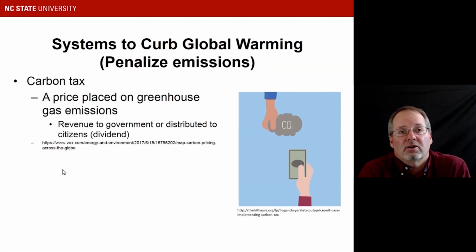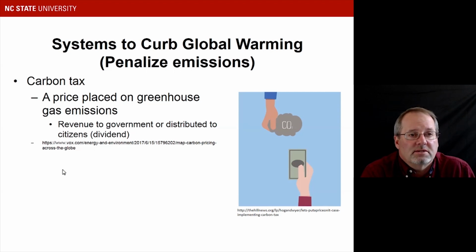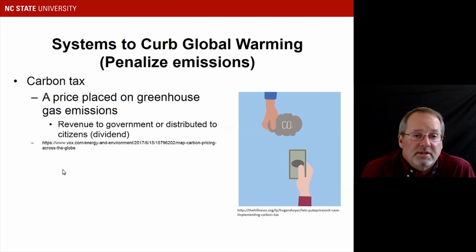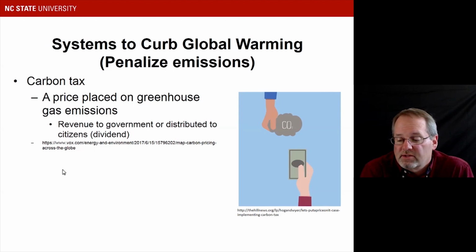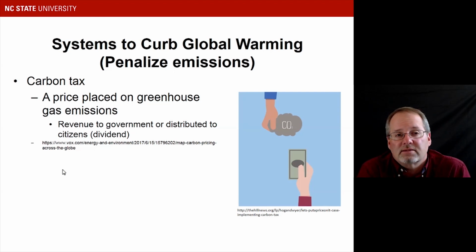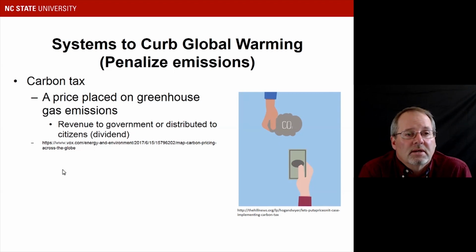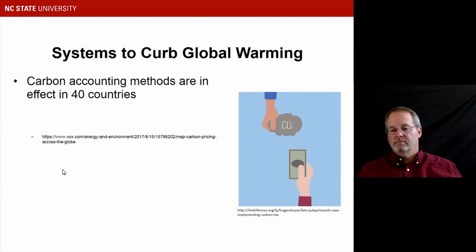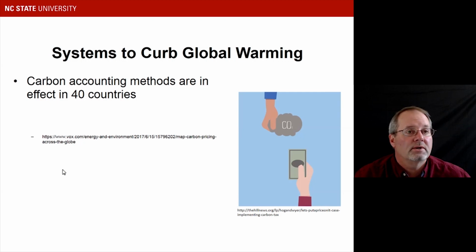Now, the other way to try to curb global warming is to penalize. So a carbon tax is a penalty. A country or state or entity might put a penalty on greenhouse gas emissions. So what that means is people or organizations will track how much greenhouse gas emissions they have, and then there will be a tax. For every ton of carbon that you emit, you'll have to pay a tax to the government. And hopefully that government will use that tax for other types of carbon savings programs to save carbon. These kinds of carbon accounting methods are in effect in 40 countries currently.